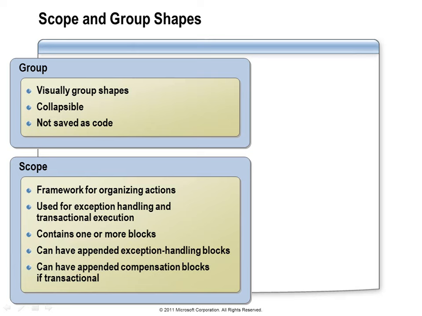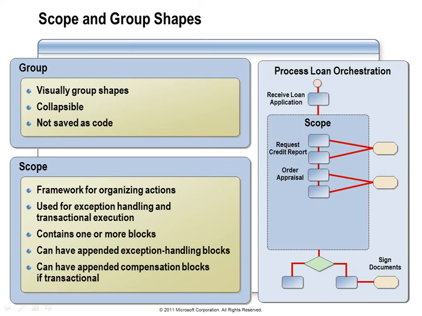The last two capabilities that the scope shape offers are exception handling and transaction compensation. And these are perhaps two of the most important features that the orchestration engine offers. So, to the right, you'll see a simple orchestration with a scope shape in it. And we have a situation where a loan is being processed. And as part of that, our orchestration needs to request a credit report and an appraisal. Now, if either of those operations fails, at a minimum, the orchestration would probably have to report that.